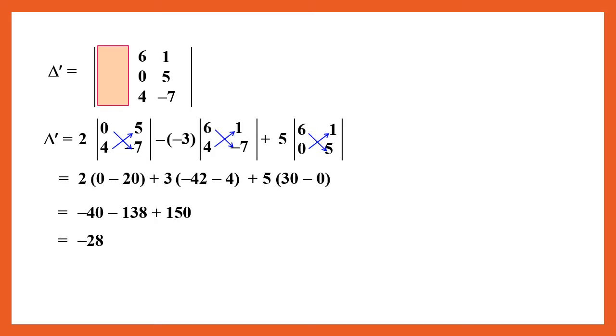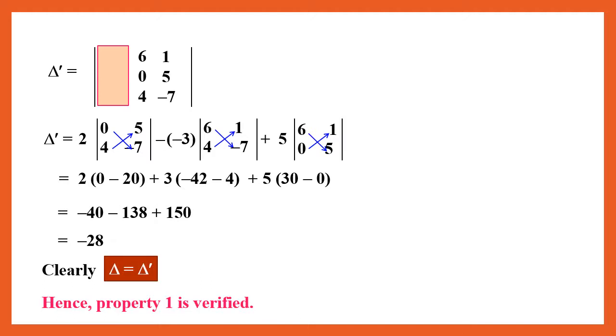So here we can see that the values of delta and delta dash are both same and are equal to minus 28. So according to the first property, the determinant value of A is equal to the determinant value of the transpose of A. Hence property 1 is verified.